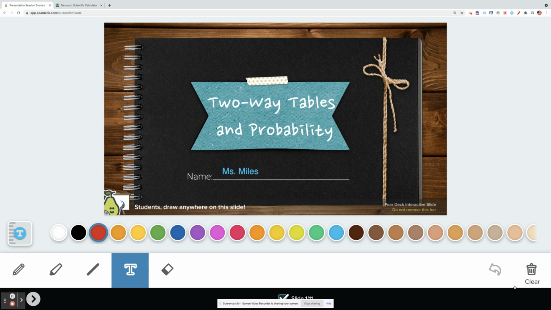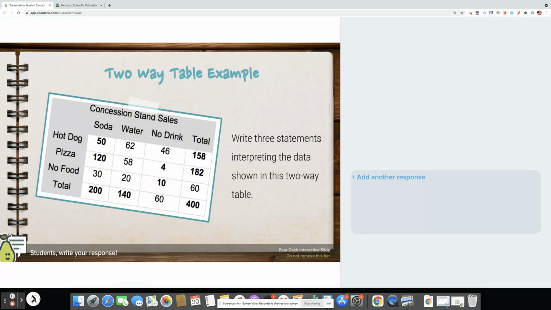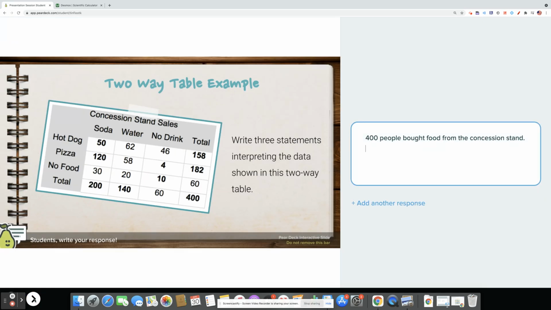Welcome to this lesson on two-way tables and probability. Let's get started by my showing you a two-way table. And the title of this table is Concession Stand Sales.